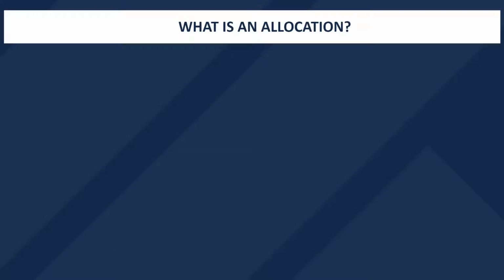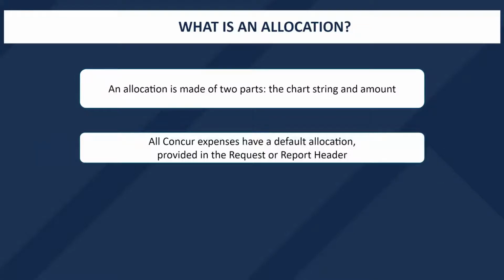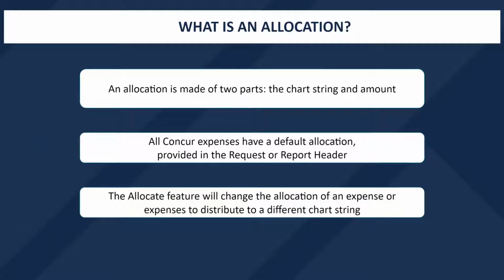An allocation is made up of two parts, the chart string that an expense is being distributed to, and the amount to be distributed. Each expense within a Concur document automatically has a default allocation. This is the chart string information that is entered into the request header or report header when a document is created. With the allocate feature, users have the ability to change or replace the allocation for one or more expenses on the Concur document in order for those specific expenses to be distributed to another chart string. It can also be used in situations where an expense will be distributed to multiple chart strings. Allocations can be made either by percentage or by dollar amounts.